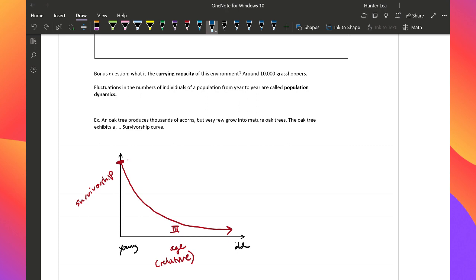When I was talking about humans and survivorship, I drew it very much like this, and what I should have done is draw it like so, where we have high survivorship of young individuals, and then there's a steep drop-off of survivorship as humans get older.